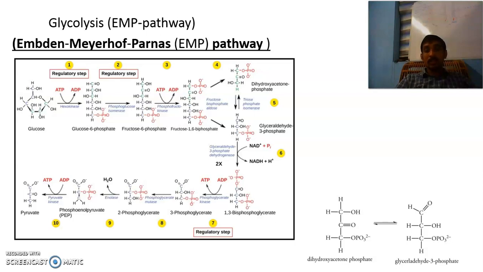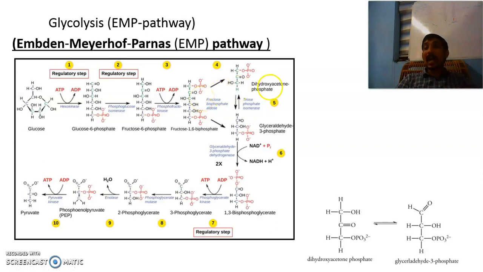Now the fructose 6-phosphate becomes fructose 1,6-bisphosphate. And when we move to the fourth step, you can see the fructose 1,6-bisphosphate here. It contains 6 carbon atoms. That fructose 1,6-bisphosphate breaks down into 2 three-carbon compounds.